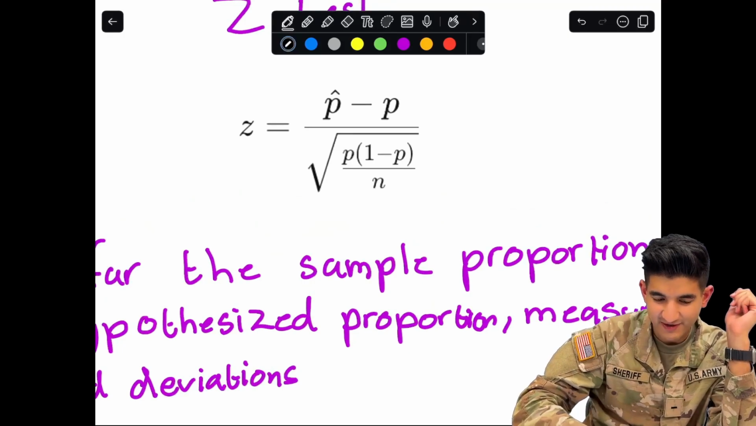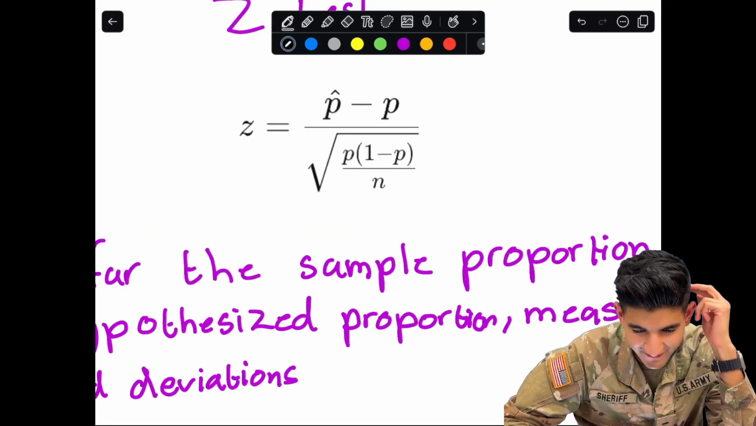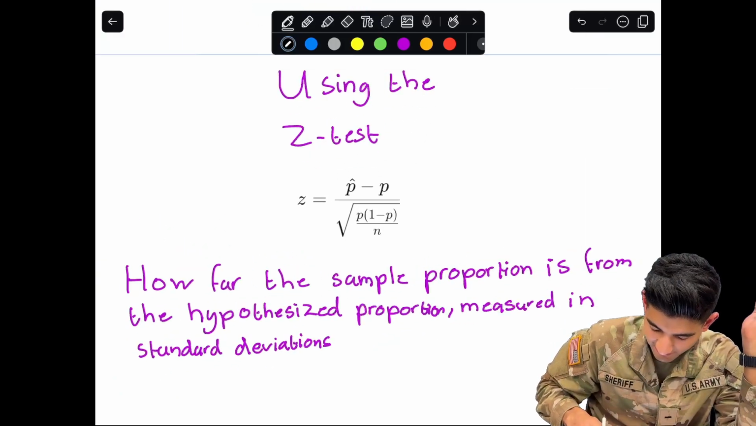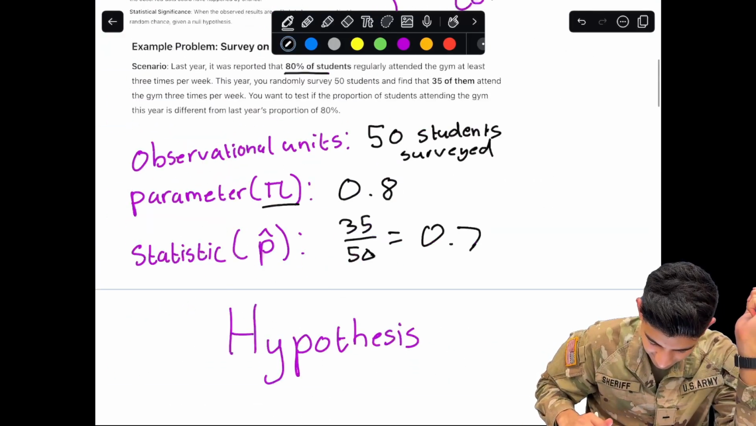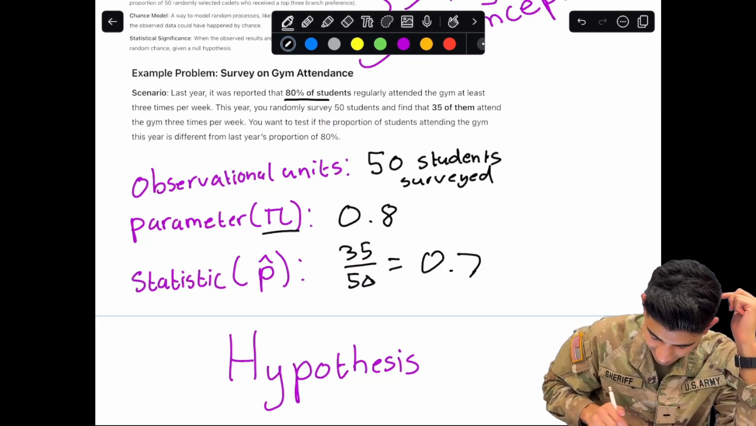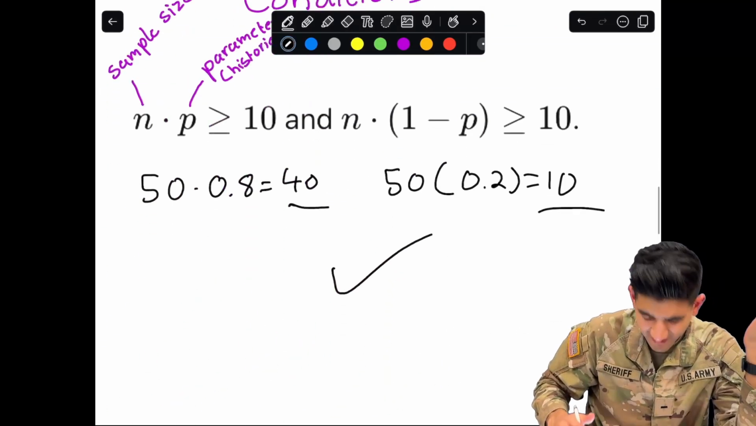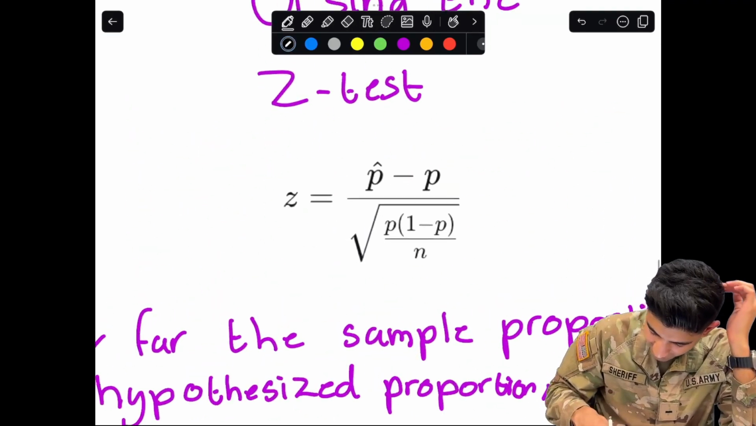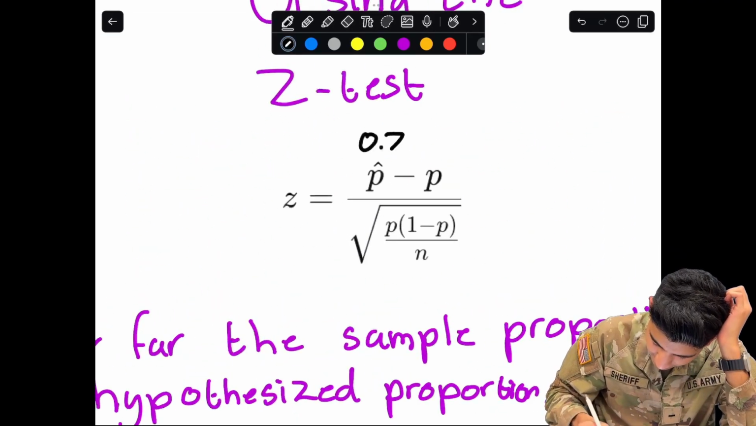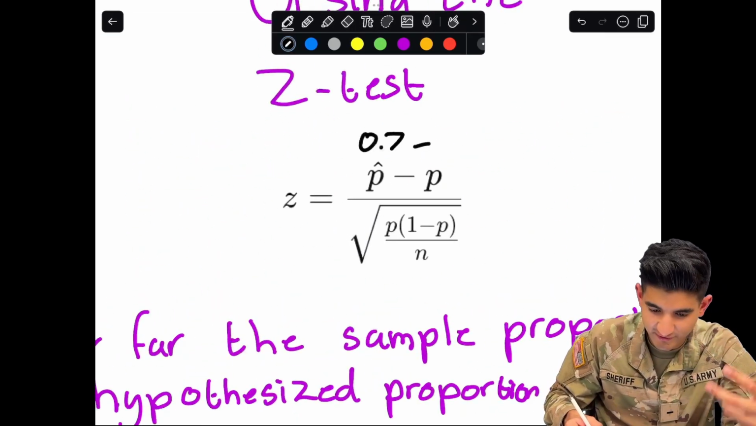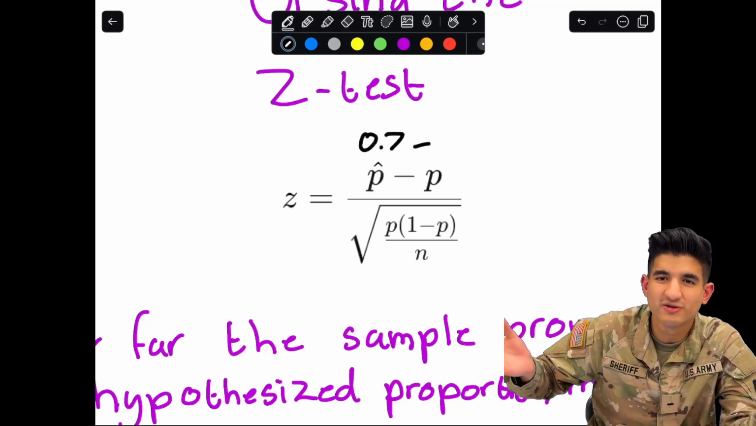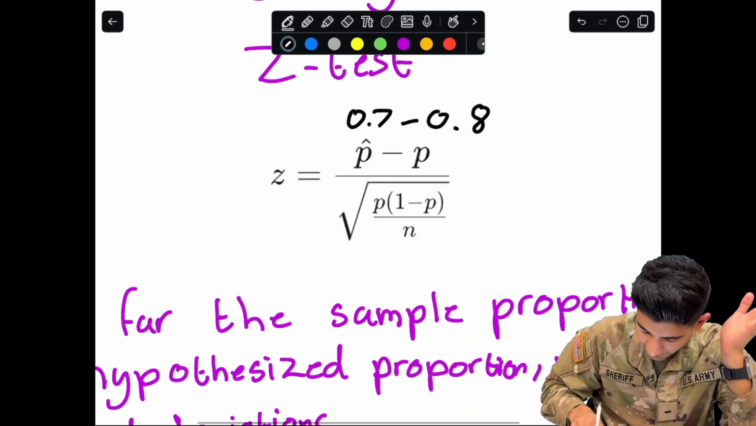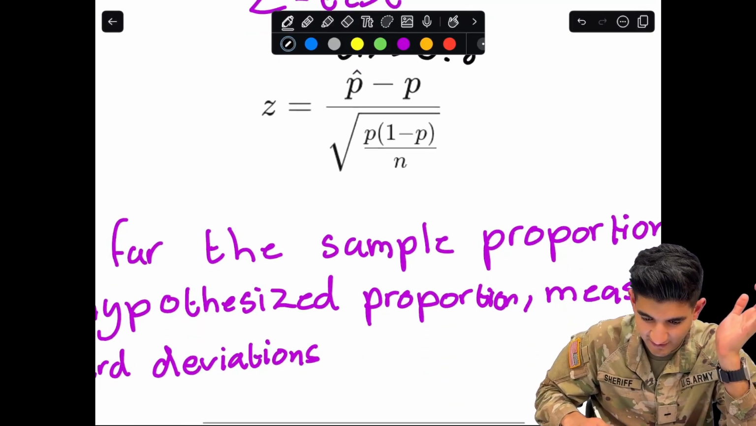P hat minus P, and of course you don't know what that means because this is just a bunch of jargon. P hat is the observed proportion. Remember, we defined that above. Did we define that? Yep, P hat right there. It's the observed statistic. I say statistic and proportion, you can use them interchangeably. So that's going to be 0.7 minus the null hypothesis proportion, or the historical one, 0.8, and then over, we could just plug in our values over there.